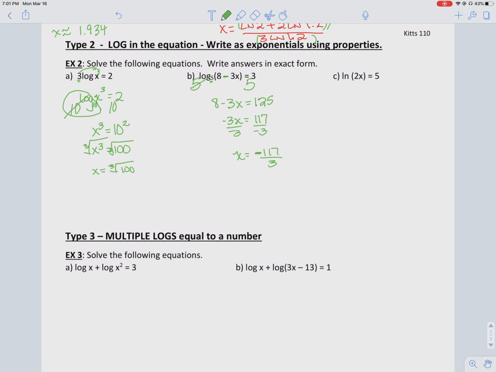All right, one more. Now notice this one has an ln. Remember, ln means it has a base of e. So I'm going to jack it up, but the base I'm going to put under it is e. So that's going to cancel. So I get 2x equals e to the fifth. And then I just divide by 2. So my answer is just e to the fifth divided by 2. And again, they're asking for exact form, so you don't have to plug that in your calculator.